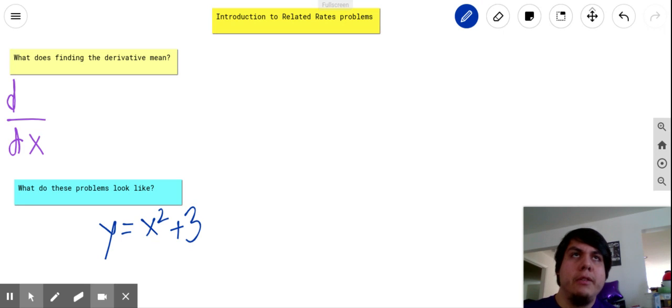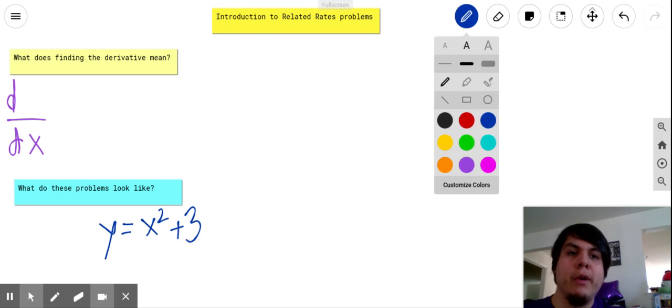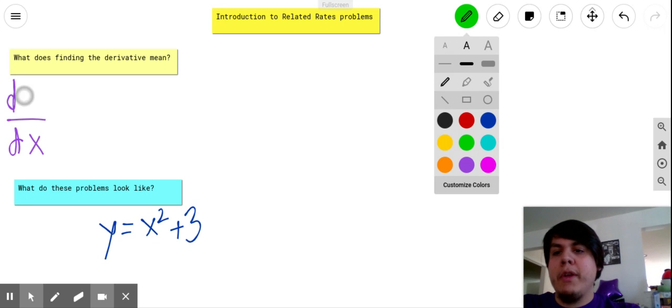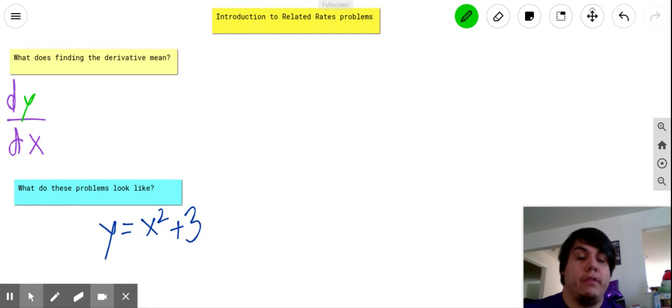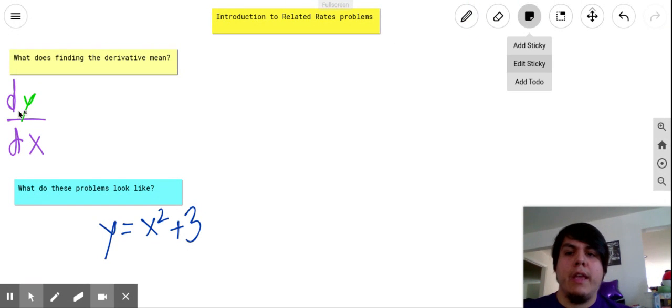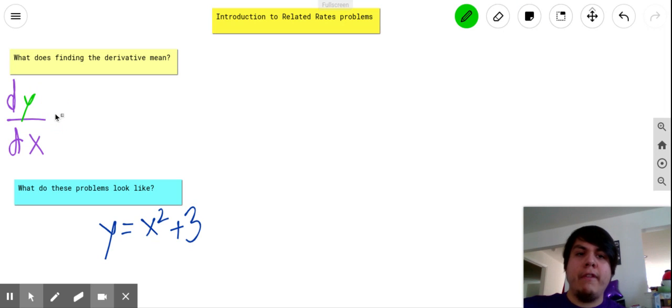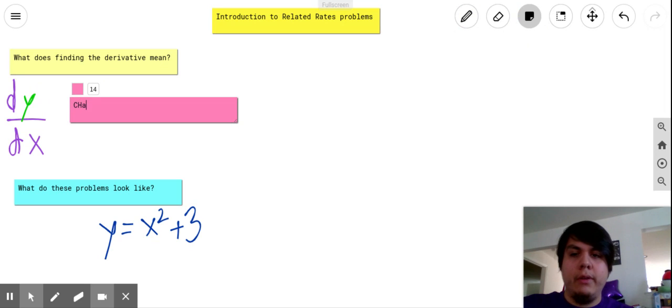So I would like to back up just a little bit and talk about what finding the derivative means. Typically, I've asked you to take the derivative with respect to x, so you end up with a dy dx when you do your derivative. What that means is this: it is a specific value that tells us about the change in y depending on the change in x.